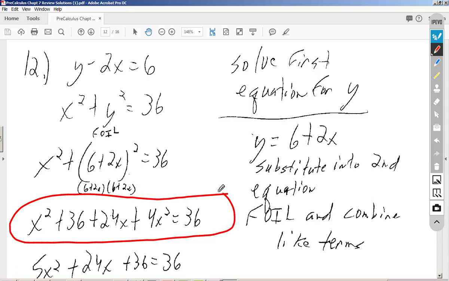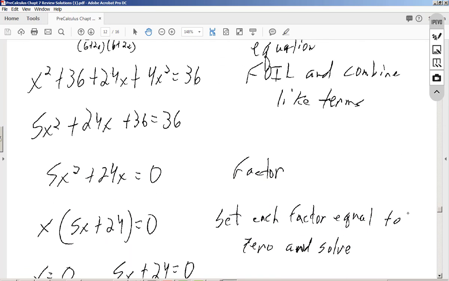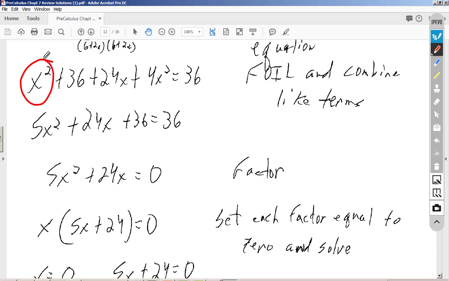I'm going to go ahead and combine my like terms. So to combine your like terms, I've got x squared, 4x squared, add those two together and you get 5x squared. I still have my 24x, I still have my 36, and that all equals 36. So now I subtract 36 from both sides.